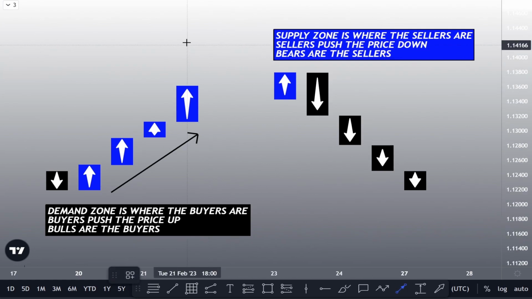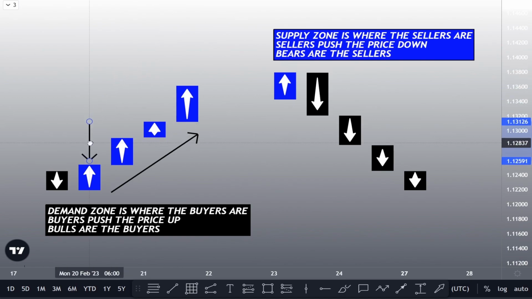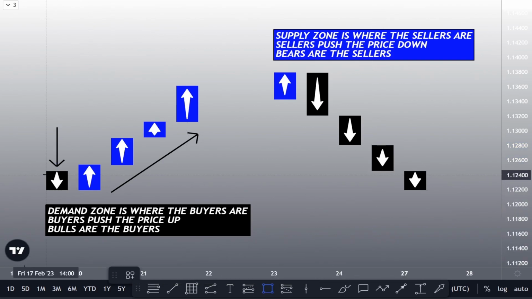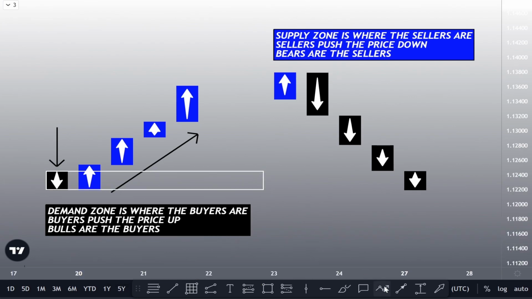Then you find where the move ends. This is where the move has ended. Then you count the colors. This was a blue candle. Another blue candle. Another blue candle. Finally, we get a black candle. This black candle is our demand zone. That is the start of our demand zone. So all you have to do is mark this demand zone into the future. When the price returns to this level, we can place our entry around this level and make profit. This in a nutshell is how to identify a demand zone area.